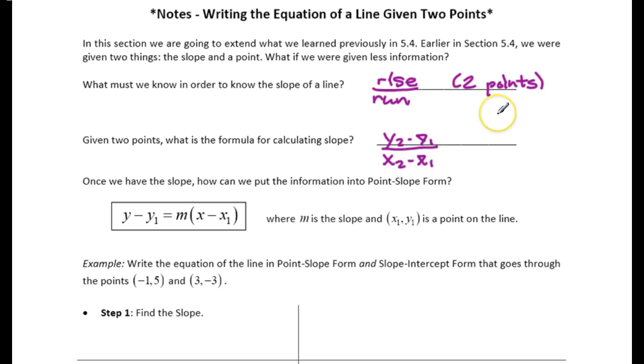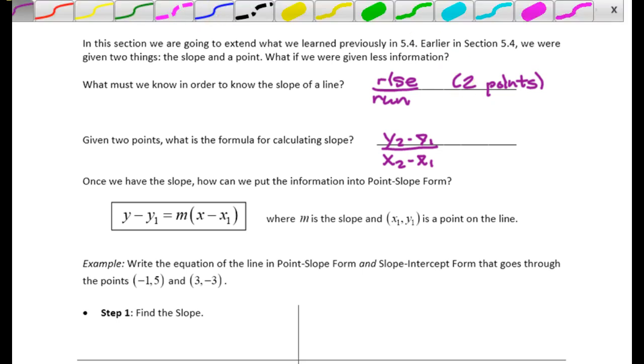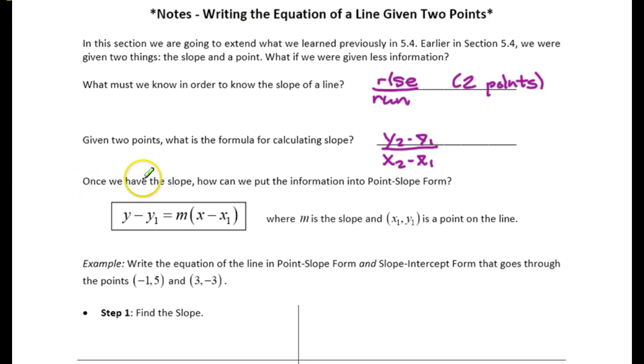Okay? So, we're still going to use that formula. Alright? So, if they only gave you 2 points, no slope, you would start off by first finding the slope. Once you have the slope, how can we put it into point-slope form? Well, you're going to still use the formula from the last podcast. That's the point-slope form. Now that you found the slope, now you can plug in your m, and you're going to use the x1, y1 as a point of the line. So the thing here is, if they give you 2 points, really it doesn't matter which point you use. And I'll just kind of show you that in this example.